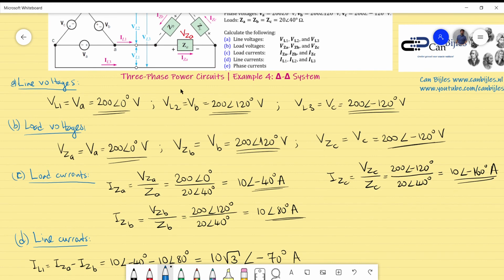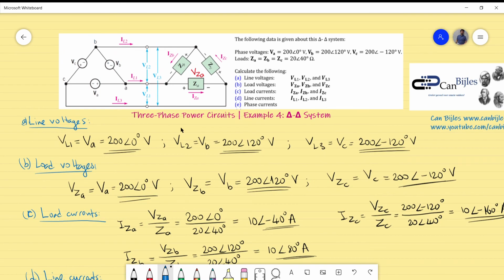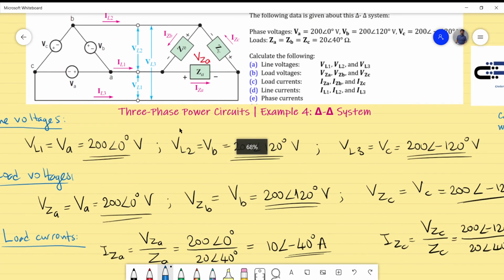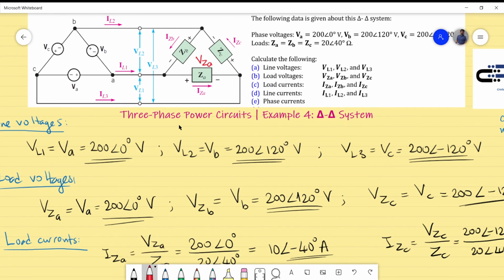So what are the phase currents? Let me make that also clear. Let me use the red color. So the phase current for each source is, for example, for VA is IP of A, which is flowing in this direction. This is the supplied phase current. For the VB is IP of B, and for the C is IP of C. And these are the currents we would like to determine.